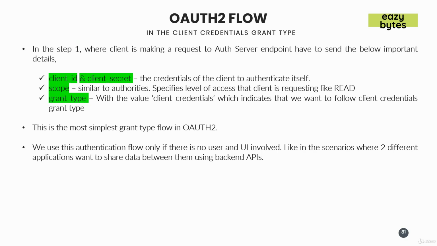You can easily expect this is the simplest grant type flow in OAuth2 because we avoided one of the components, which is the resource owner or user, inside this flow. We use the client credentials grant type only in scenarios where there is no user and UI involved and where multiple backend applications are trying to share data between them by using backend APIs like REST calls. I hope it makes sense to you.